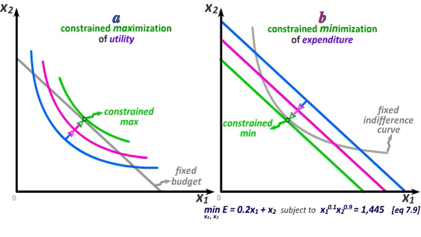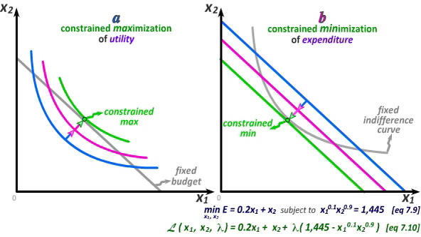We write this problem out mathematically by saying that we'd like to minimize the expenditure E, which is just equal to the price of good 1 times x1 plus the price of good 2 times x2, by choosing x1 and x2, subject to the constraint that our utility level must be equal to a certain number, the number which is the label on the fixed indifference curve.